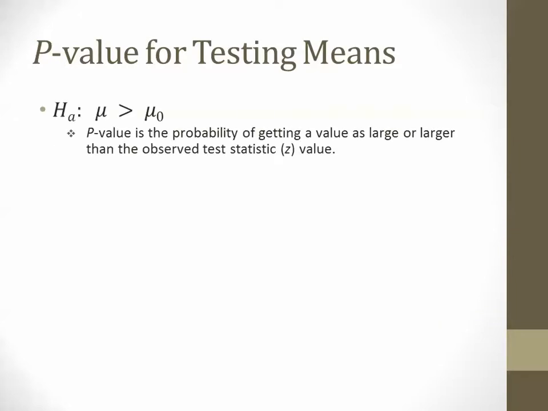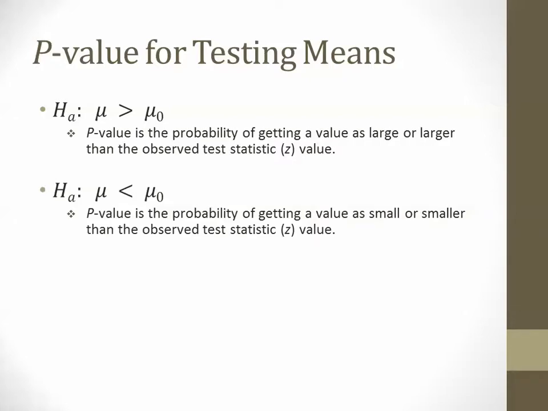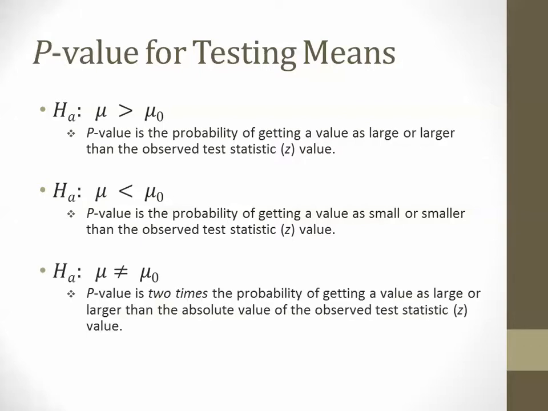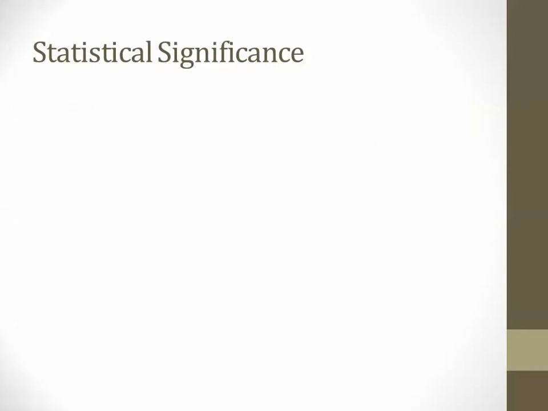And just like population proportions, when it's mu greater than mu sub 0, it gives us the probability of getting a value as large or larger. When it's mu less than mu sub 0, it's the probability of getting a value as small or smaller. And when it's not equal to, it's just twice the probability of getting a value as large or larger than the absolute value. Because remember, we have to get both tails into it.